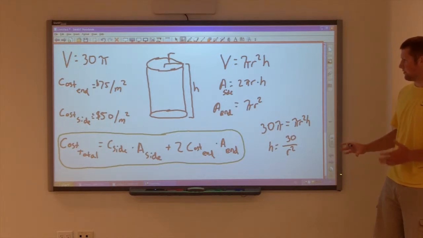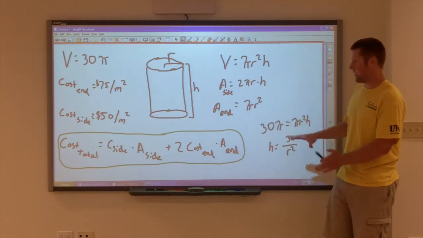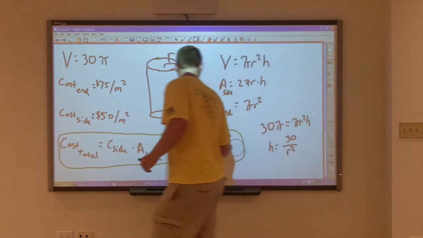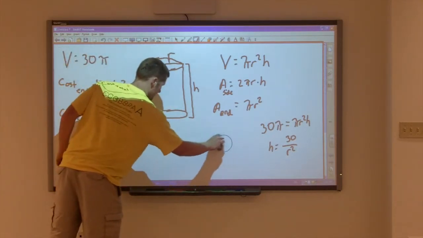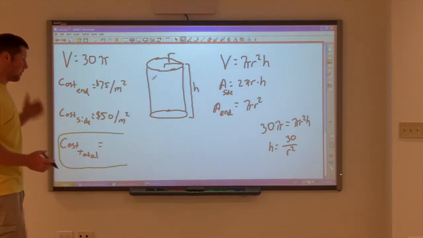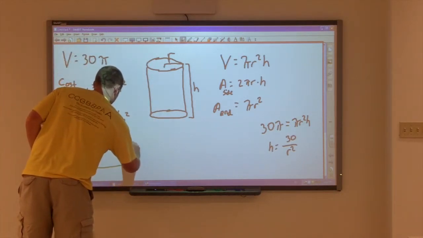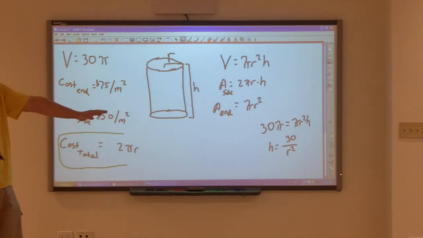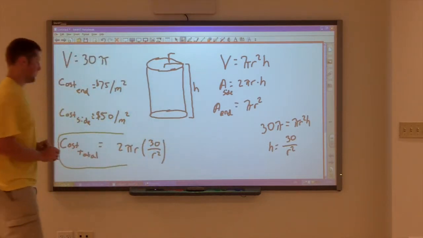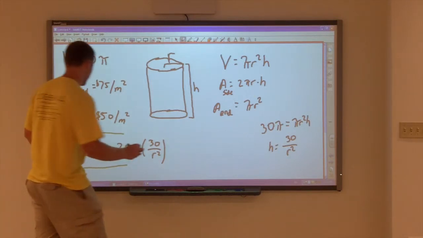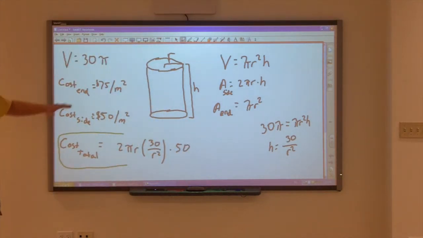Alright, so at this point, we should have everything we need in order to start solving and minimizing this equation here. So let's plug in some of what we had into our cost equation. Alright, so the cost is going to equal the cost of the side, which would be 2 pi r times h, but we rewrote h, so 2 pi r times 30 over r squared. That's the area of our side times the cost of our side, which is just 50.